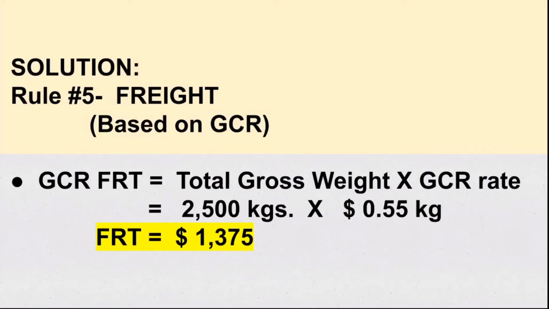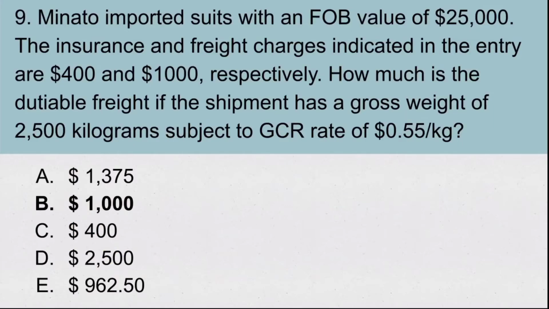So, the next problem is, Minato imported suits with an FOB value of $25,000. The insurance and freight charges indicated in the entry are $400 and $1,000 respectively.